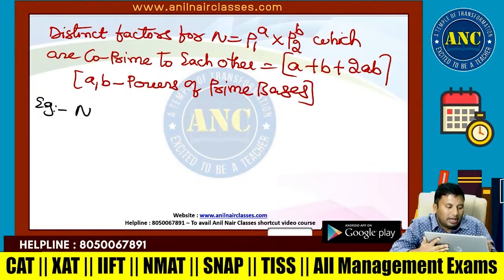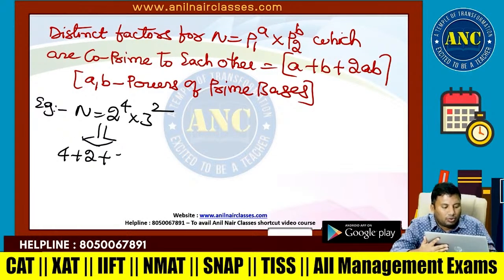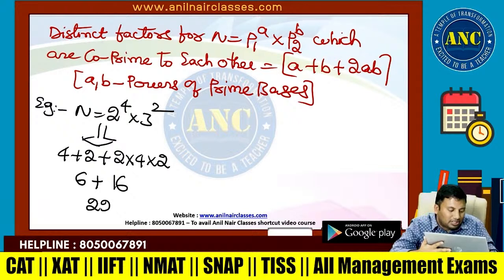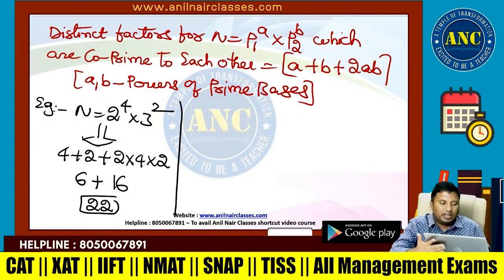Example, n equivalent to 2 power 4 into 3 square. Answer is nothing but A plus B plus 2AB. 4 plus 2 is 6. 4 fours are 16. 16 plus 6 is 22.